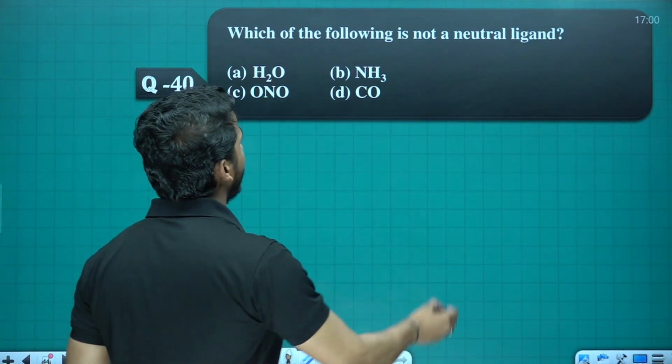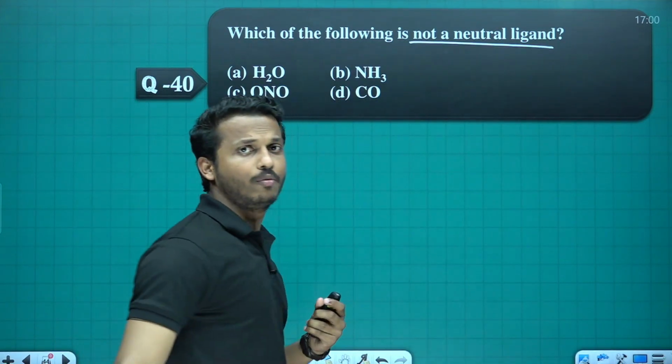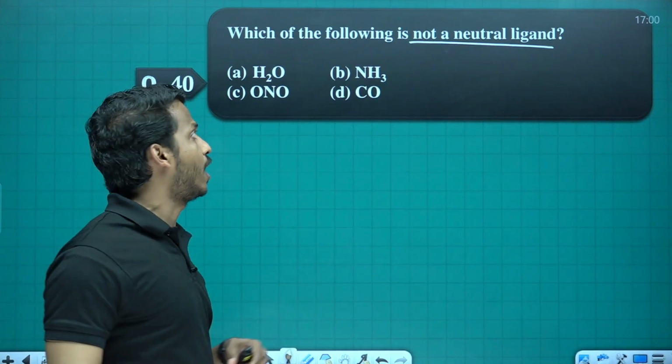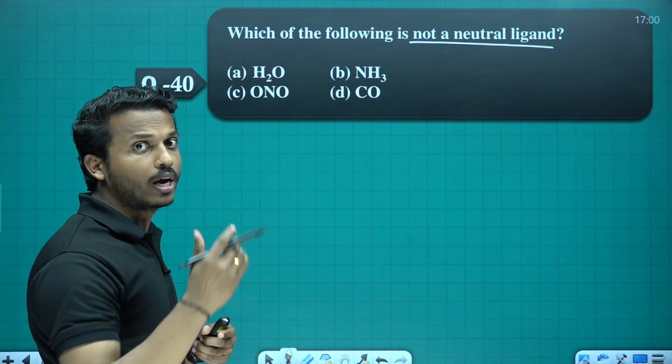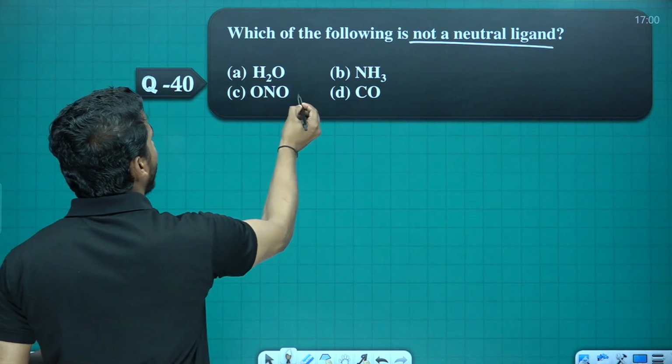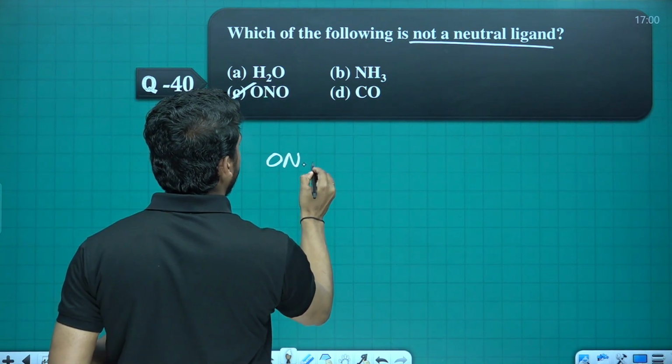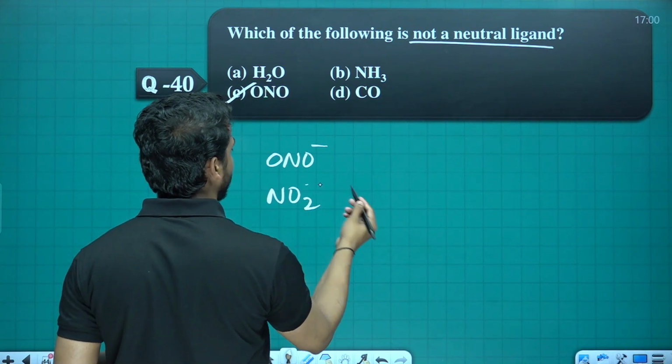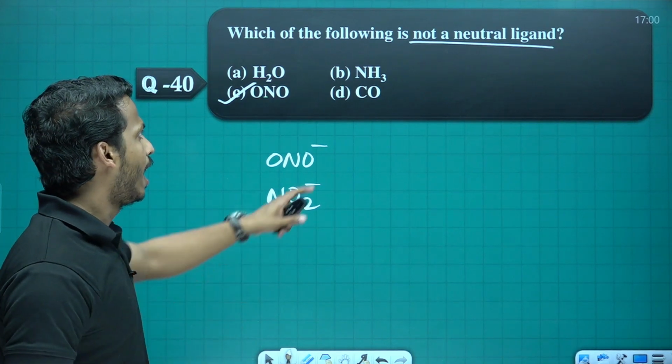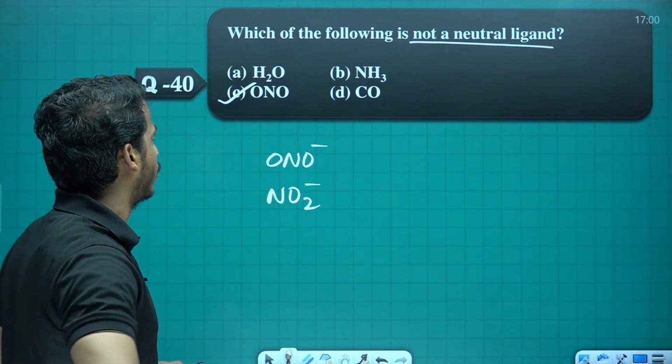Which of the following is not a neutral ligand? Which of the following is not a neutral charge? Aqua, you know, neutral, amine, neutral, ONO minus, NO2 minus. These all are negatively charged ligands. And carbonyl ligand also, you know, neutral charge.